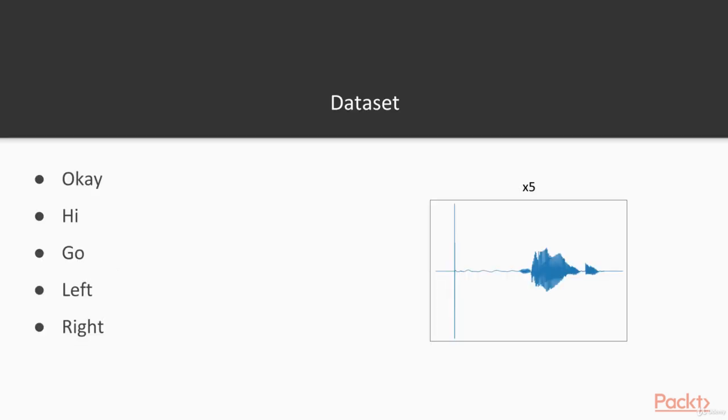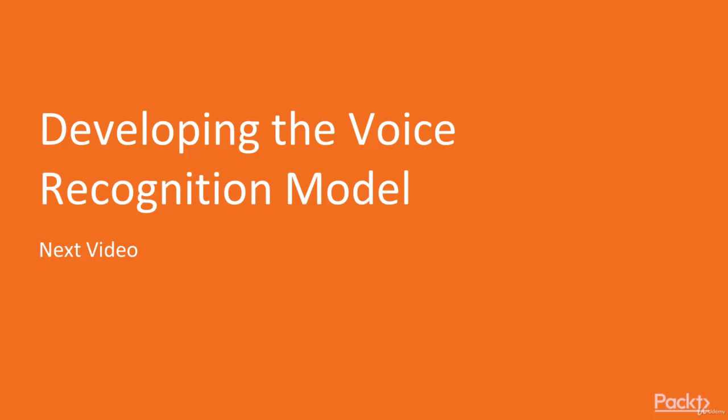The dataset will consist of 5 recordings of each class: OK, high, go, left, and right. So we will have a total of 25 samples. In the next video, we will start writing the model.